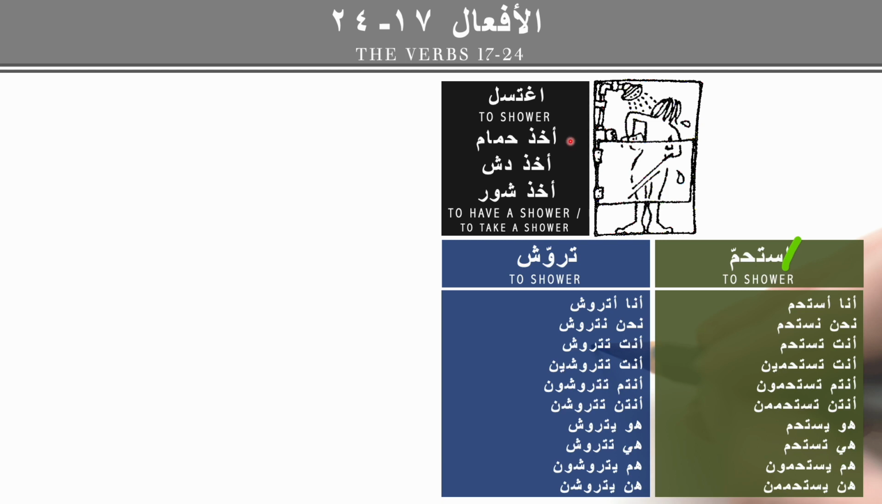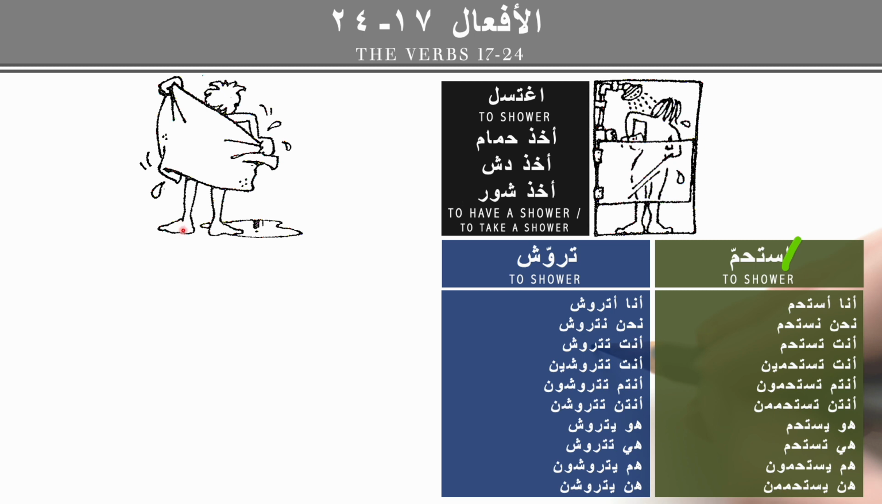The next way is to say... I'm not going to put the conjugations because I think it's easy for you. Just pay attention that for the conjugations of اغتسل, you need to remove the extra alif at the beginning. Then here, أخذ حمام. It literally means take a bath. Then أخذ dush. It literally means take a shower. Then أخذ shower, which is the English word shower. We use it. أخذ shower. Take a shower.